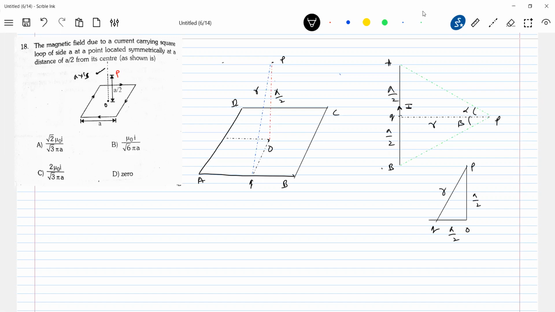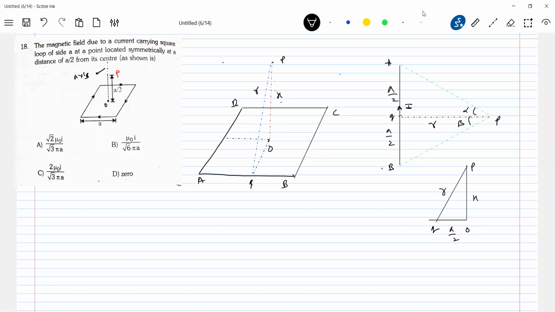If you want, for the time being, write it as X. Later on, we'll change it. So it'll be easy for you in calculations. Now what is R square equal to? A square by 4 plus X square. So now we know the value of R. If you know the value of R, can you calculate the field strength at point P due to this?